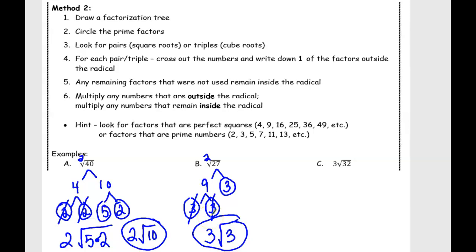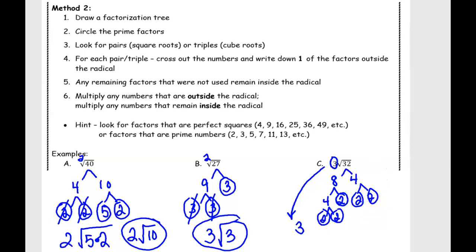Now with C, because I have a number outside of the radical sign, I'm going to actually circle it, and I'm not going to forget about it. So I'm going to bring it down, because a lot of times kids forget about that. There's my 3. 32, I'm going to say, let's say 8 times 4. 8 is 4 times 2. 2 is prime. I'm going to circle it. And then I've got 2 times 2. And then 4, I've got 2 times 2.